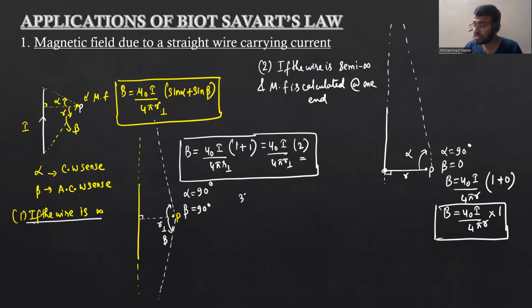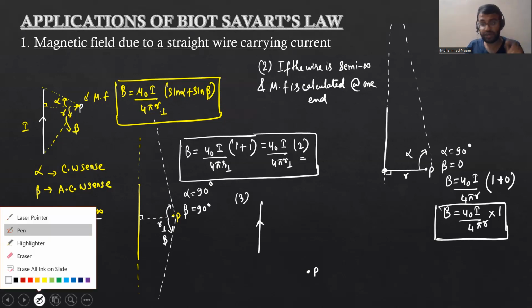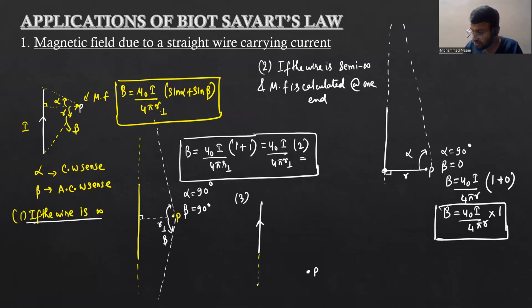Third case, one more is there. Let us say this is that wire, and here you need to calculate the magnetic field at this point. So how will you calculate the magnetic field? What was the first step I told you? You drop a perpendicular from P onto the wire. So you extend the wire and drop a perpendicular. This is the perpendicular distance. R is not any distance. R is the perpendicular distance from P to the wire. So I've dropped a perpendicular, that is R perpendicular.